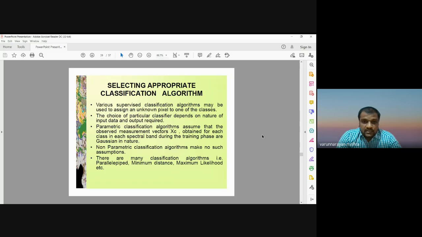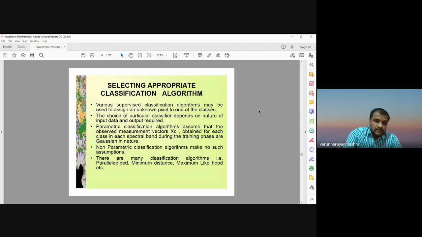So, classification algorithm: how to select an appropriate classification algorithm. There are several supervised classification algorithms available that are used to assign an unknown pixel to one of the classes. How to choose a specific classification process depends on the nature of the input data and the output required. Parametric classification algorithms assume that the observed measurement vectors obtained for each class in each spectral band during the training phase are Gaussian in nature, and non-parametric classification algorithms make no such assumption. There are many classification algorithms like parallelepiped, minimum distance, and maximum likelihood available.